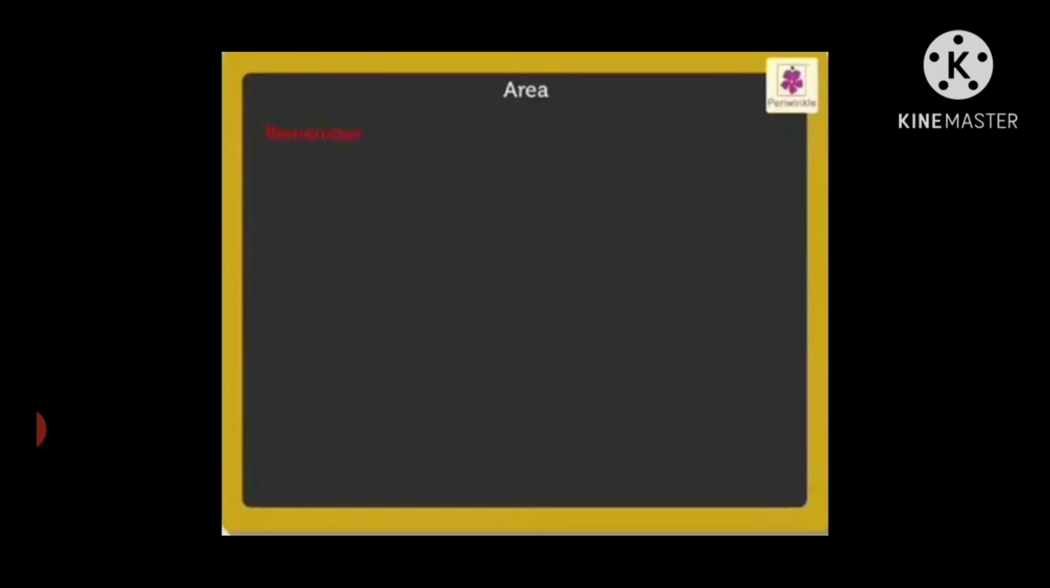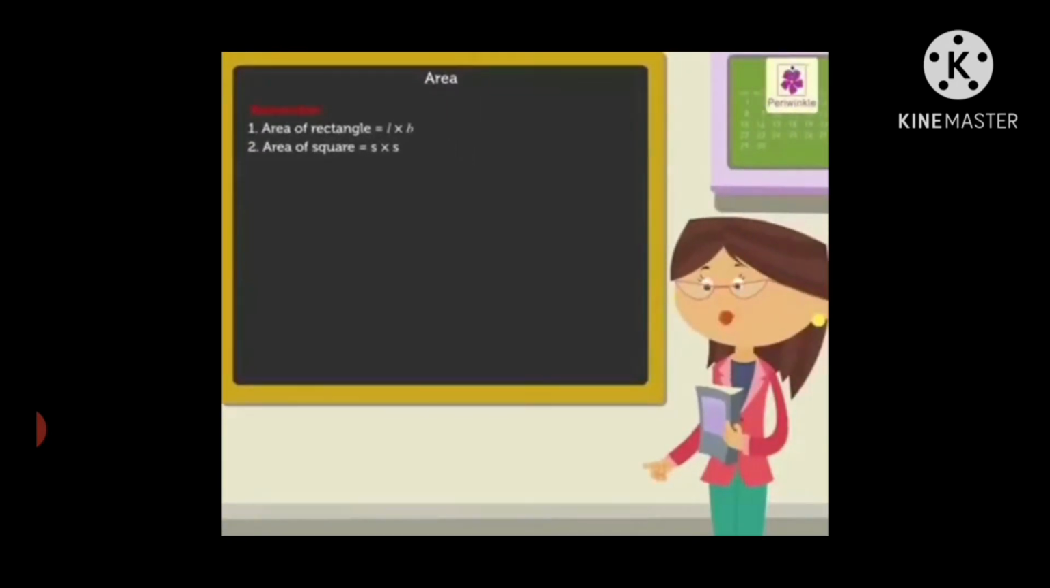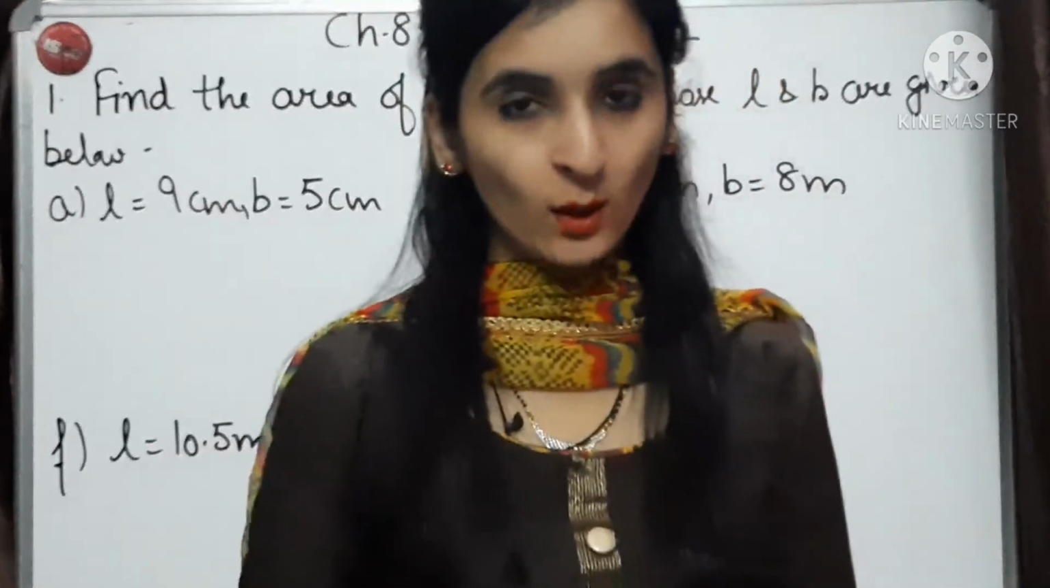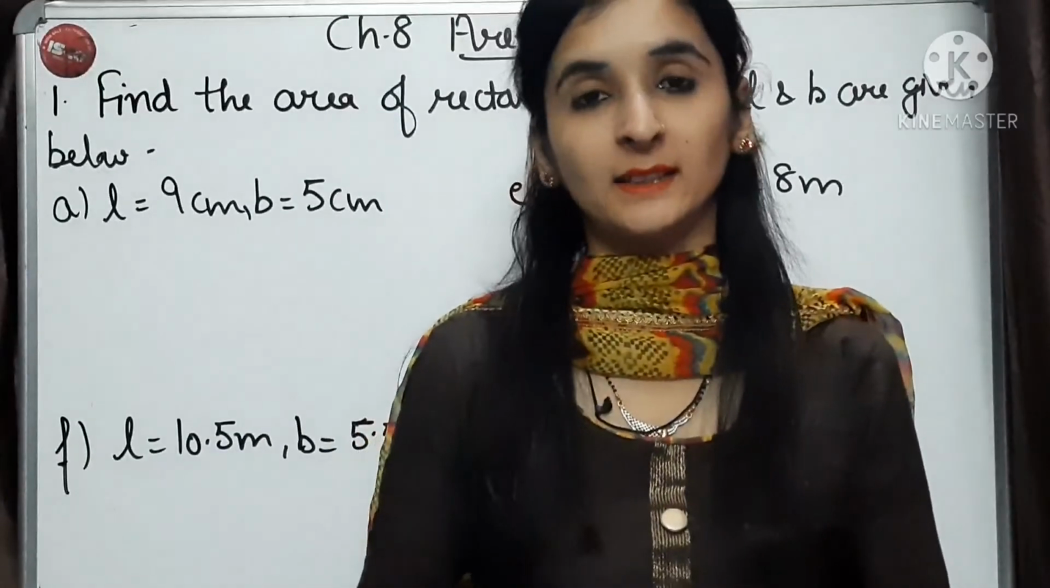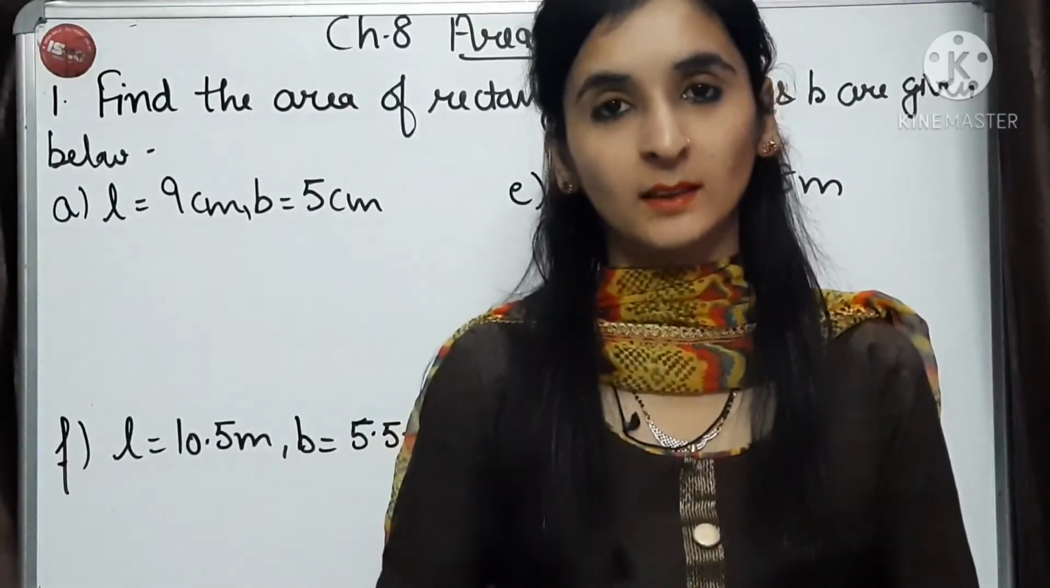Remember the formulas. 1. Area of a rectangle is equal to length into breadth. 2. Area of a square is equal to side into side. Kids, if you remember the formulas, then finding the area will not be difficult. So I hope you all enjoyed this clip and the concept of area is clear to you.